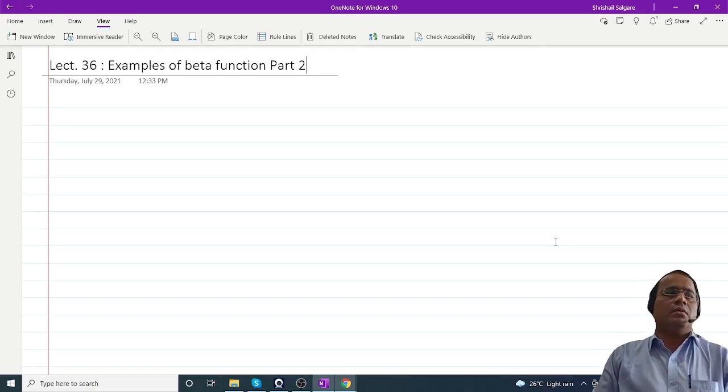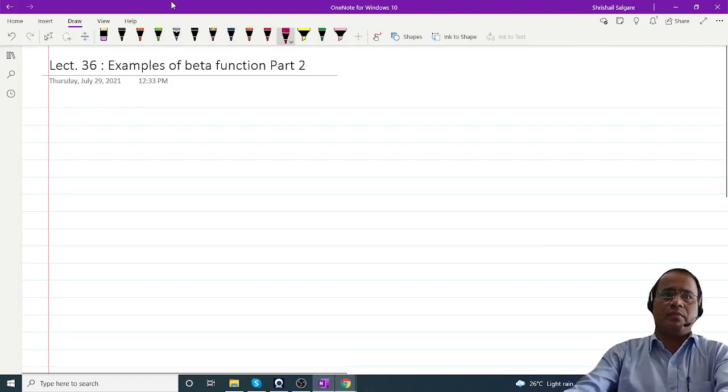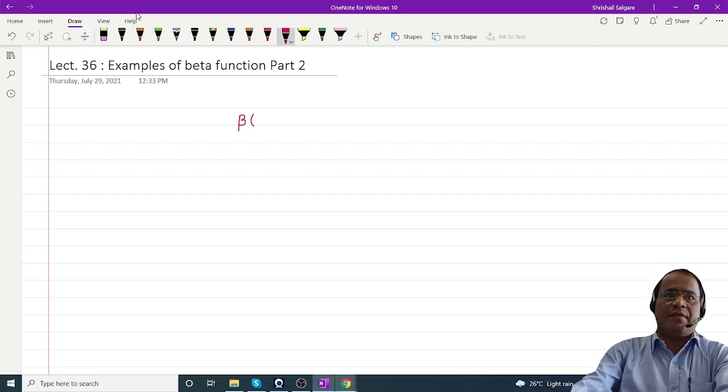Now, yesterday we have seen how to evaluate an integral, especially an improper integral of the second kind where the limits are given as finite and the integrand may vanish between them. And that can be reduced to the beta form. So what is the definition of beta of m, n?